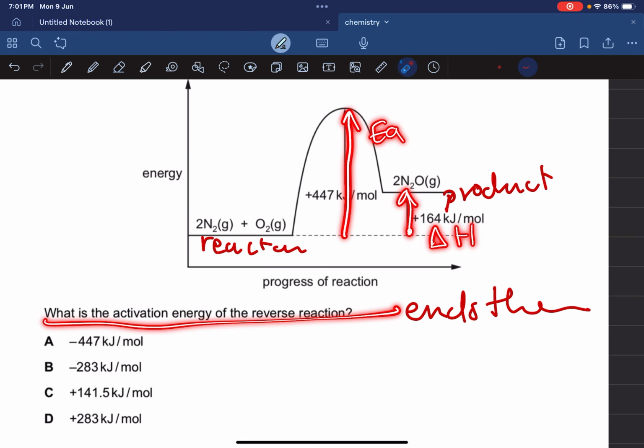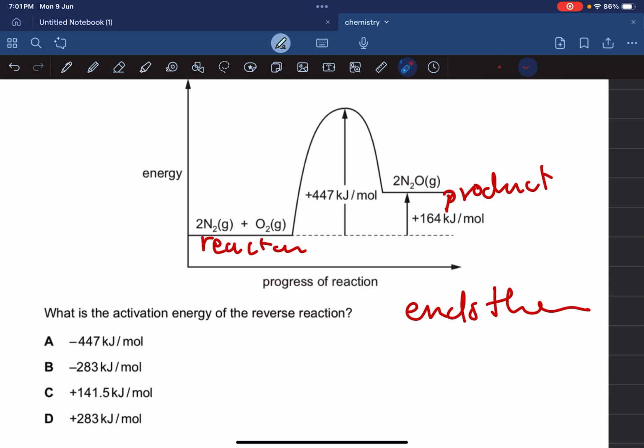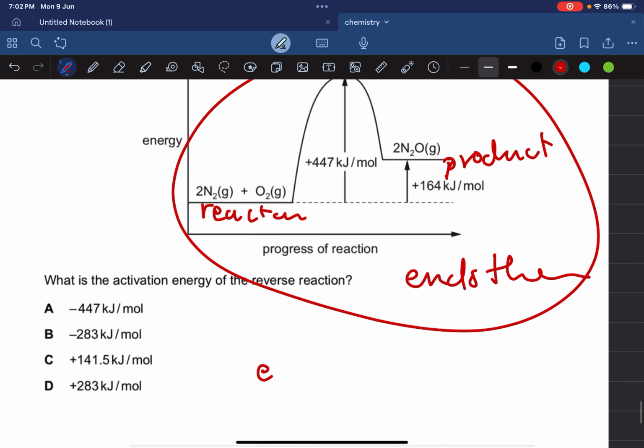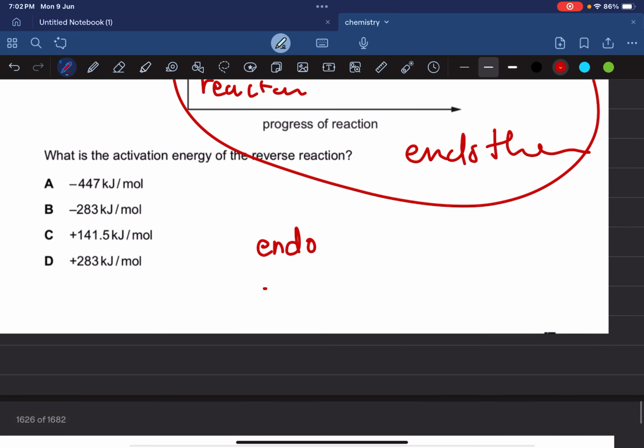What is the activation energy for the reverse reaction? Okay, that is where the joy comes in. What is the activation energy for the reverse reaction? Recently the examiner has been very interested in the reverse reaction rather than the forward reaction. By giving the details for the forward reaction, the examiner expects you to get the activation energy for the reverse reaction. The forward reaction is endo, so the backward reaction is going to be exo.